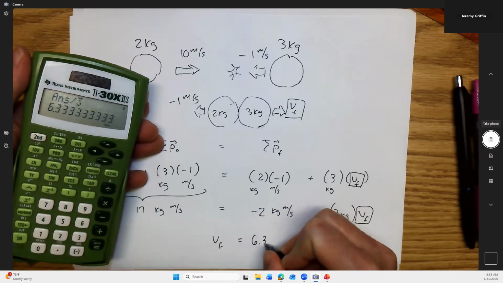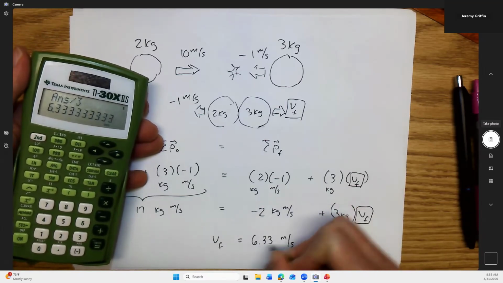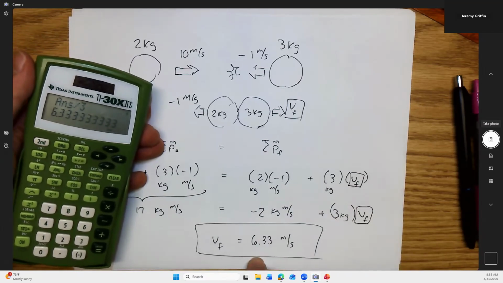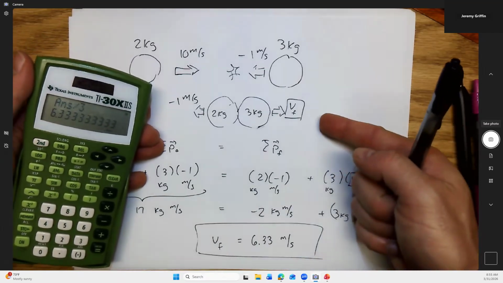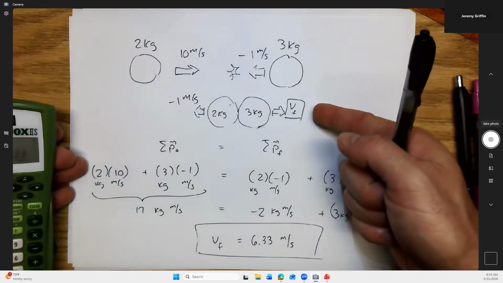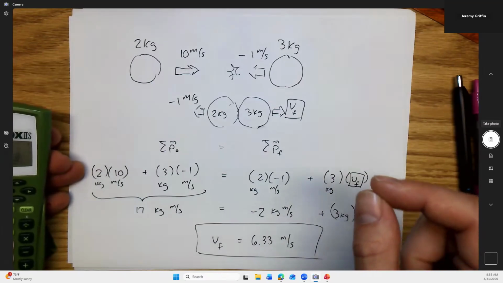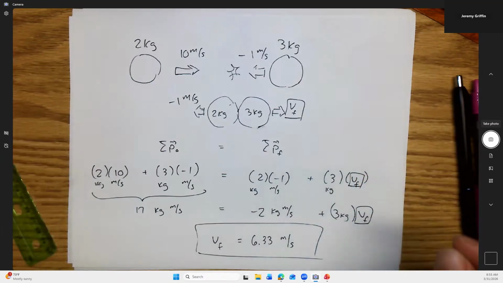Did you guys get the same thing I got? Oh, and guys, the fact that it's positive tells me this is moving which way? To the right. Now, there's one more thing I want to check. Oh, what did you say?